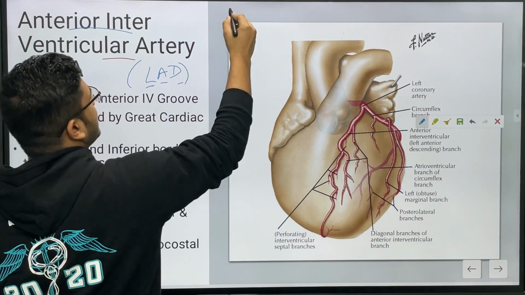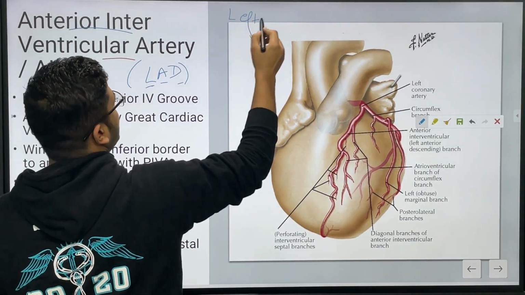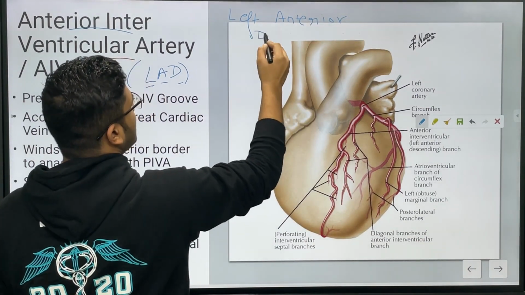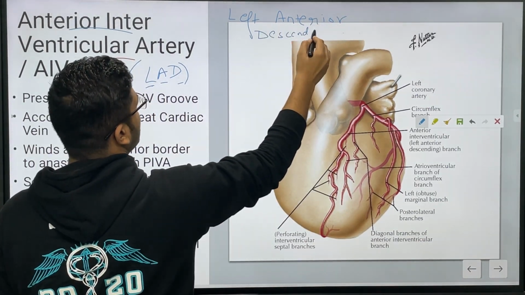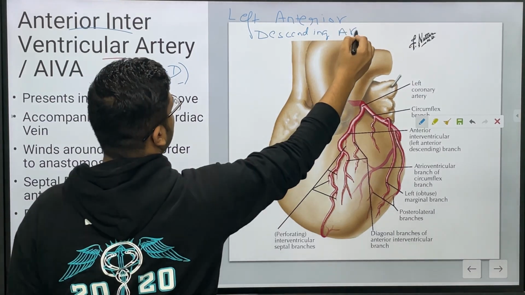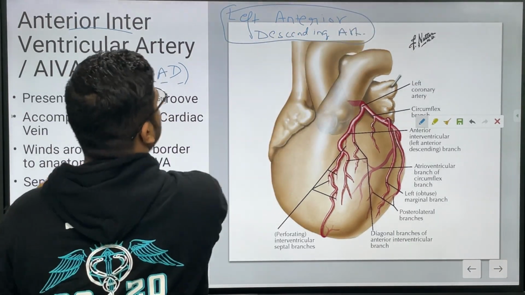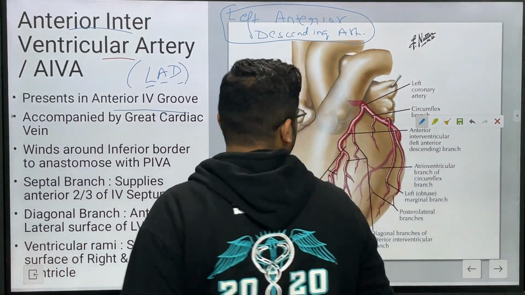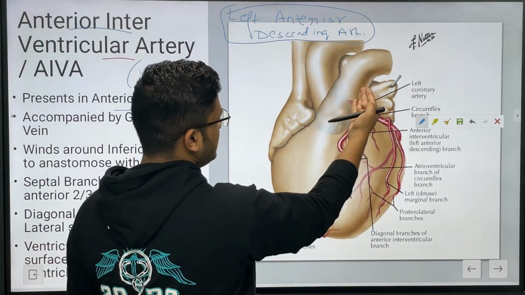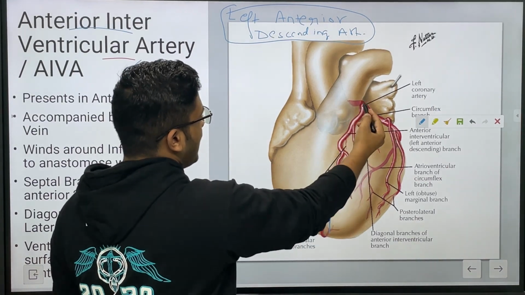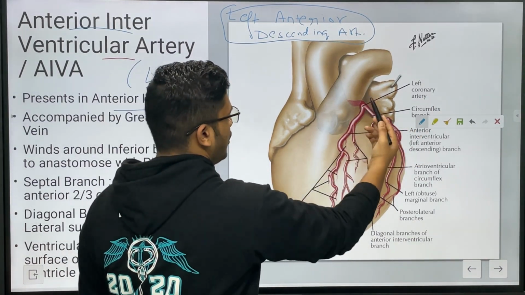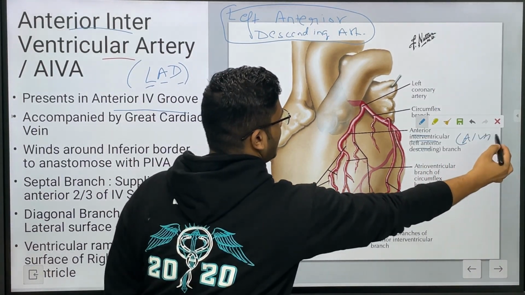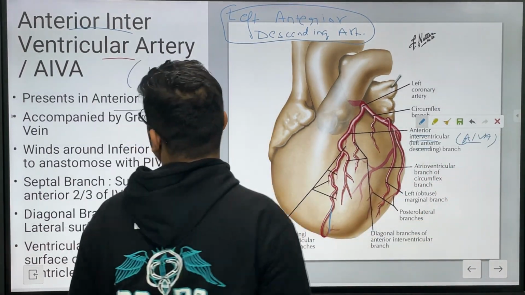Let me write it here: left anterior descending artery. Okay, is this fine? So it is present in the anterior interventricular groove. Here we can see that this is your anterior interventricular groove and this is your anterior interventricular artery, or IVA, and it is present in your anterior interventricular groove.